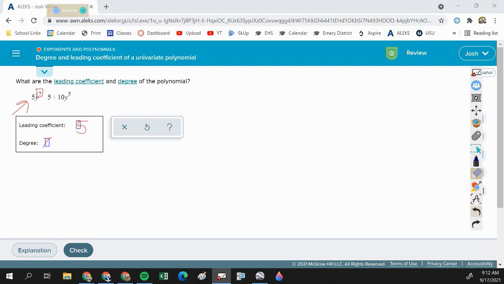And that's important because the leading coefficient tells us how tall the graph is and which direction it faces. And then the degree tells us the shape of the graph. So this is a y to the 7th graph, which means it's shaped like a 7th degree polynomial. And the leading coefficient is 5, which tells us the direction and how tall it is. Or in this case, it's actually how wide it is. So let's look at another one.